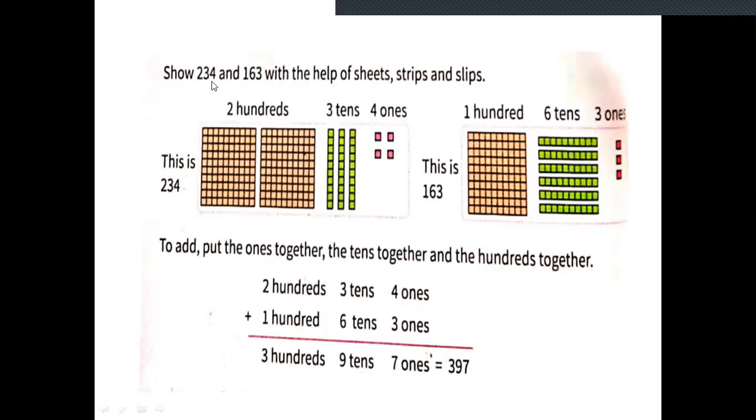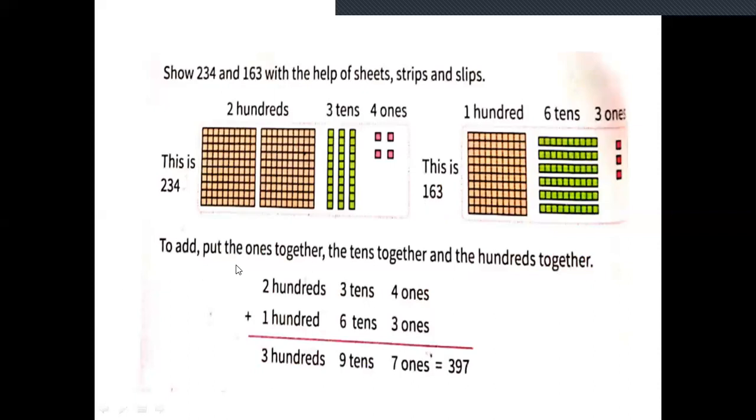Next, see here: 234 and 163. 234 means 200, that is 2 sheets, 3 ten strips and 4 ones slips. Same as see here, this is 163: 1 hundred sheet, 6 tens strips and 3 ones slips. Okay. Now you have 234 and 163.